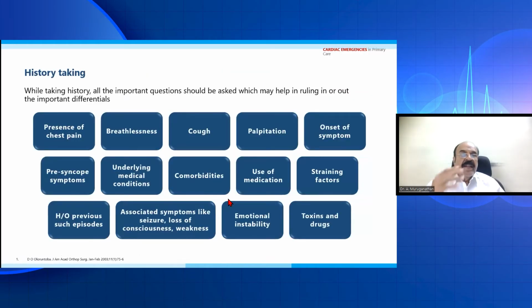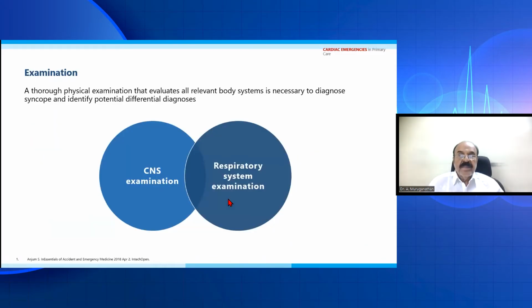Now, how do you approach history taking? Again, presence of chest pain, associated breathlessness, any cough, any palpitation, onset of symptoms, what are the pre-syncope symptoms, underlying medical condition, comorbidities, use of medication, straining factors, history of previous such episodes, associated symptoms like seizure, loss of consciousness, weakness, emotional instability, toxins, and drugs.